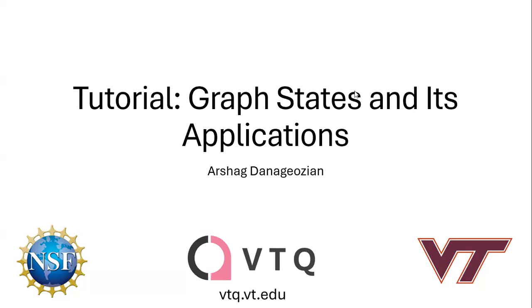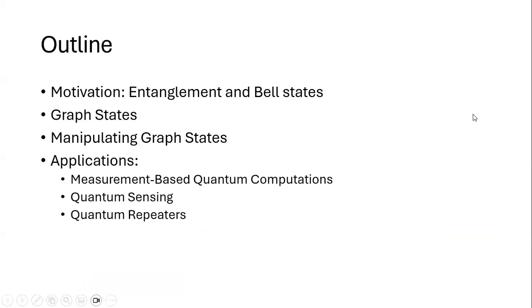Okay, so just to give you a brief overview, I first want to motivate what graph states are. So I'll talk a little bit about entanglement, and then we can define graph states. We can talk about how those graph states change when you make measurements. And then we can talk about the application of these types of quantum states.